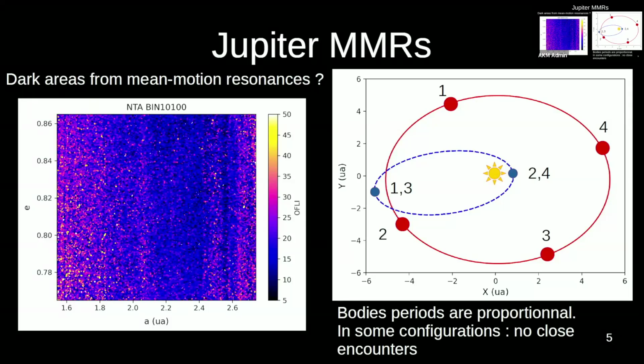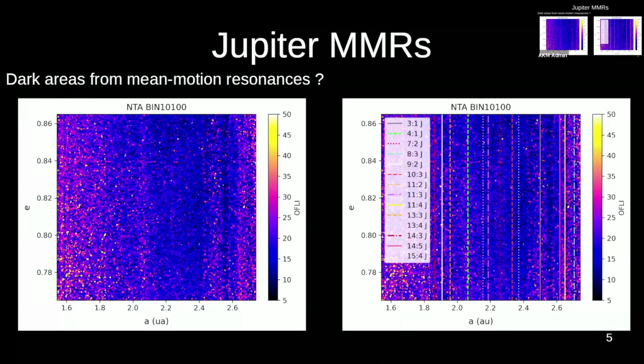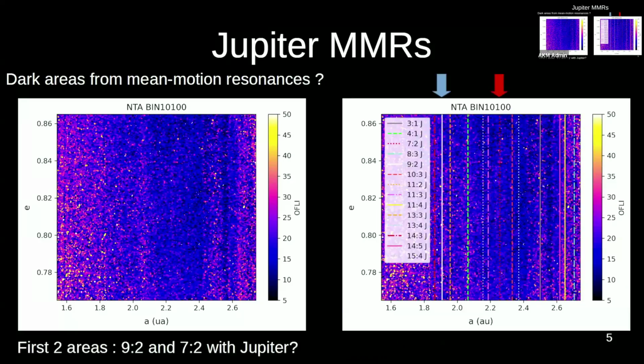And I wanted to see if that was the reason for the Northern Taurids' dark areas. So I checked a lot of planets and it worked very well with Jupiter. With Jupiter, we have these two lines here that fit very well with the dark areas on the left.